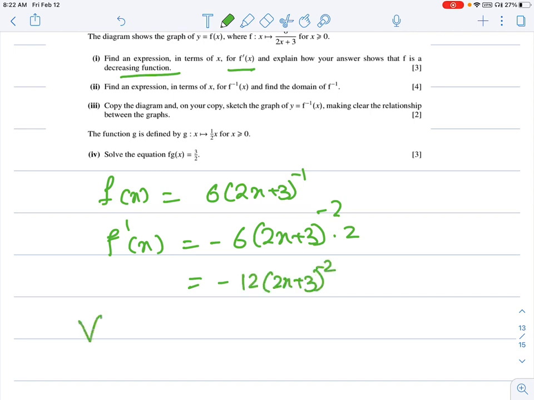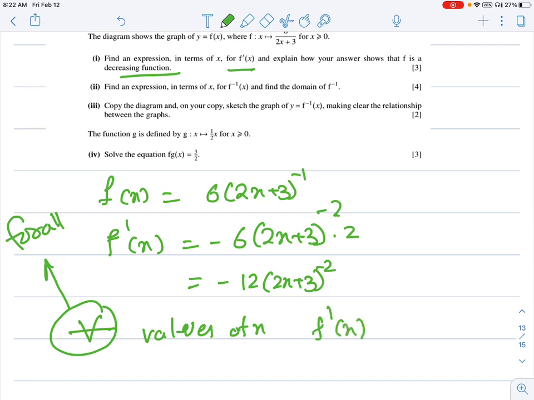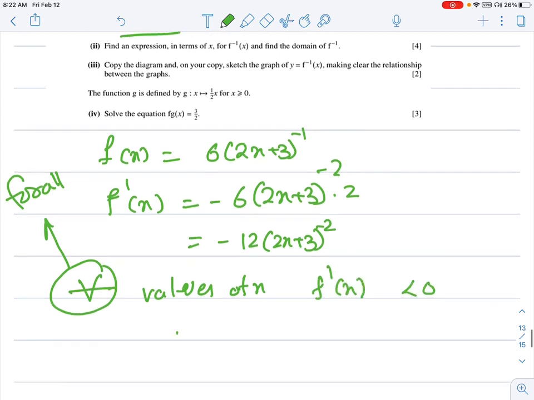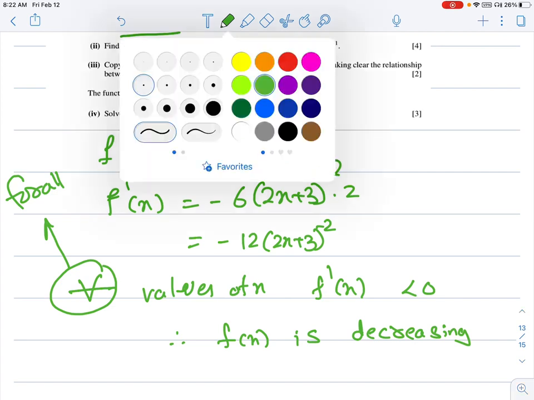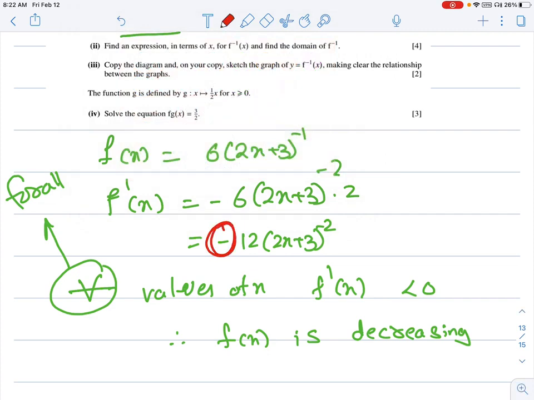We can see that for all values of x, f prime x is less than 0. It is negative. Therefore, f of x is a decreasing function. Whatever value of x you substitute in the first derivative, you always get a negative value because of this minus symbol. Because of this minus symbol, f prime x is always negative. So therefore, f of x is a decreasing function.